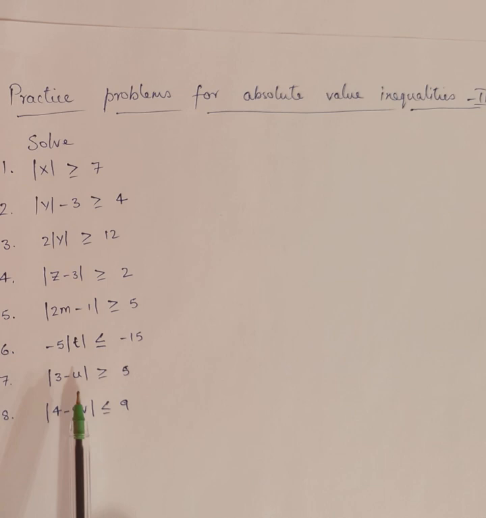Now, when you work on this one, absolute of 3 minus u is greater than or equal to 5. Just like problem 4, you would first write down the expression 3 minus u greater than or equal to 5, 3 minus u less than or equal to -5, and solve for u. But whenever you divide both sides of an inequality by a negative number, be sure to flip your inequality. And the same thing happens on number 8, but this time you'll have to divide somewhere by -5. So again, the inequality flips.